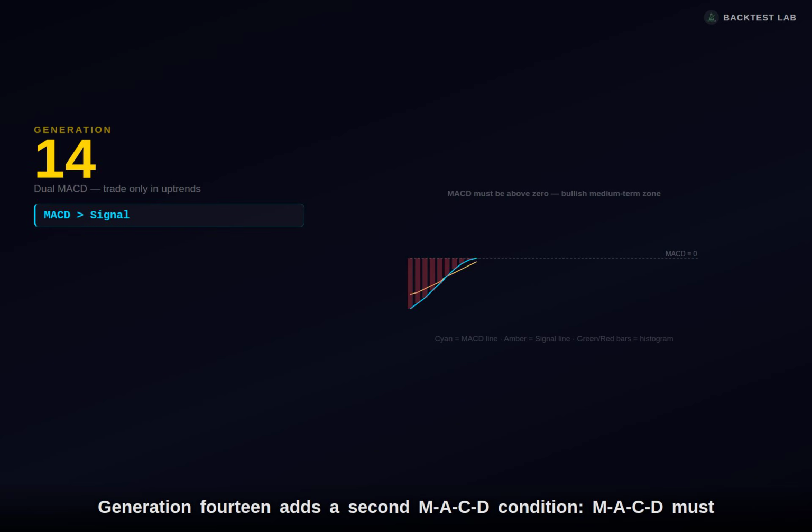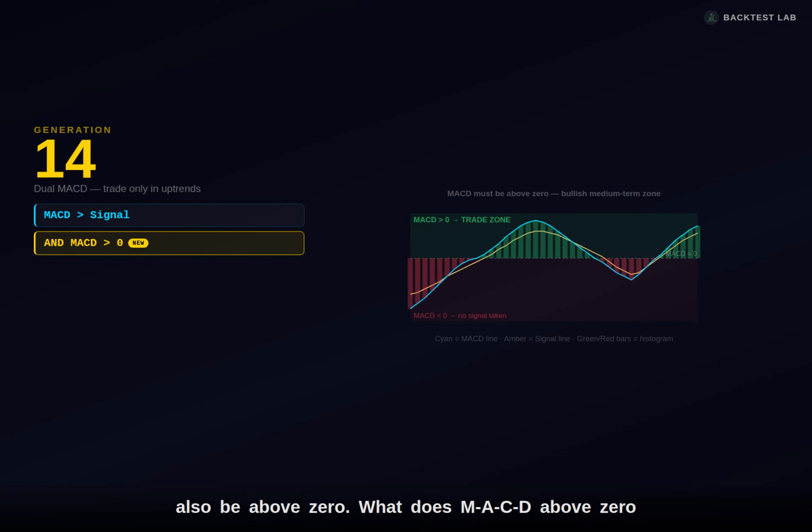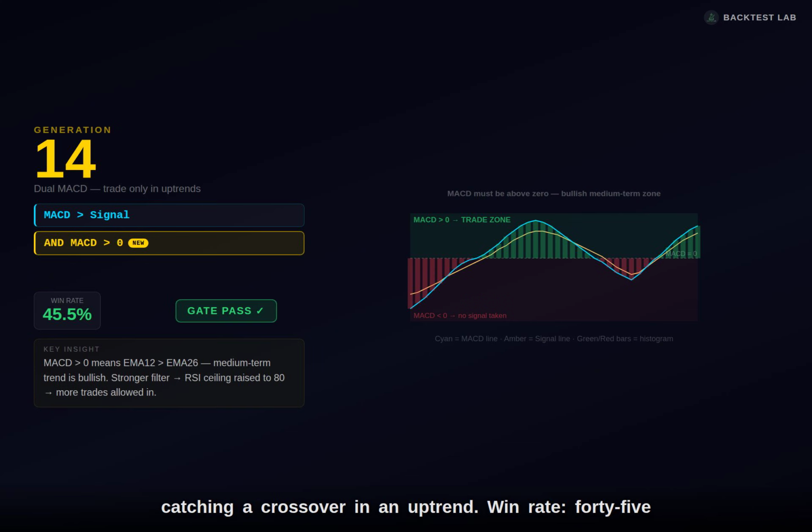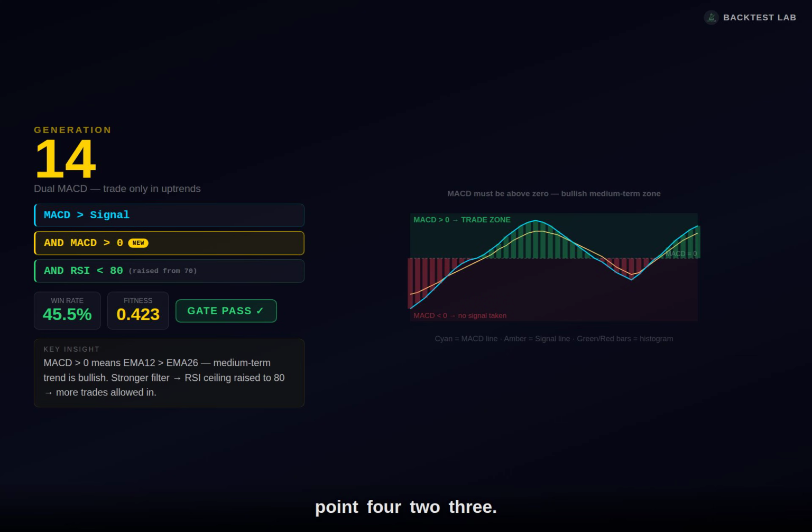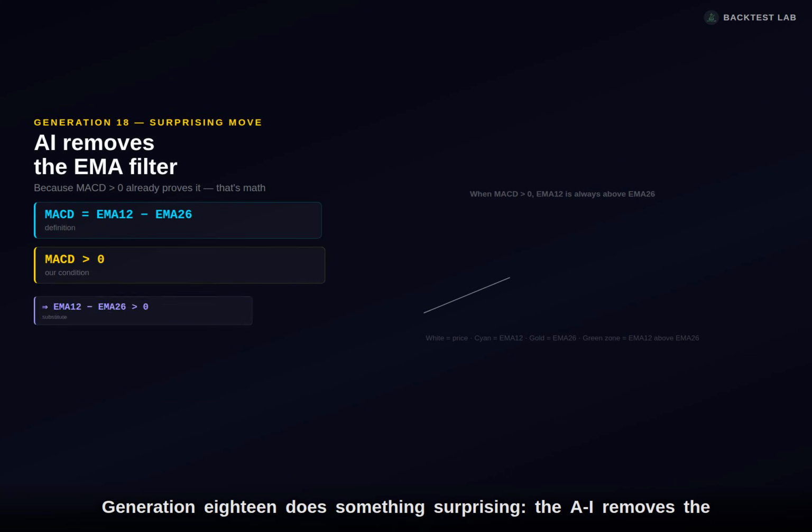Generation 14 adds a second MACD condition. MACD must also be above 0. What does MACD above 0 mean? When MACD is above 0, EMA 12 is above EMA 26. The medium-term trend is already bullish. You are not just catching a crossover, you are catching a crossover in an uptrend. Win rate, 45.5%. And because the dual MACD filter is stronger, the RSI ceiling can be raised from 70 to 80, allowing more trades in. Fitness, 0.423.